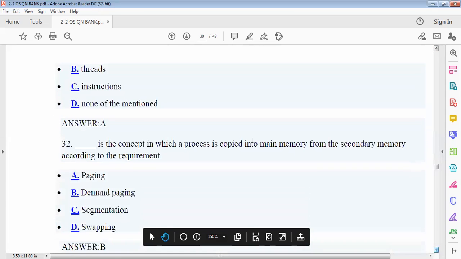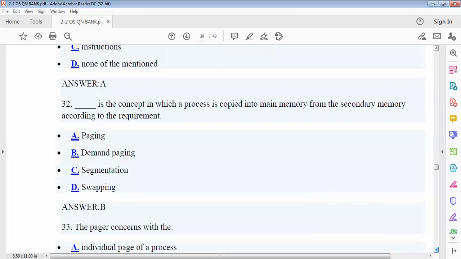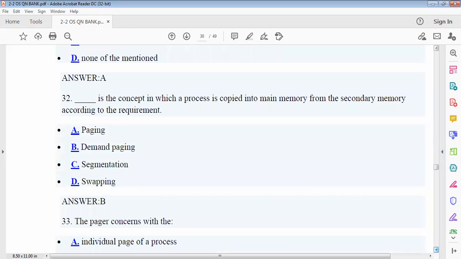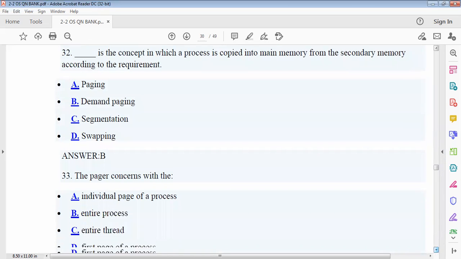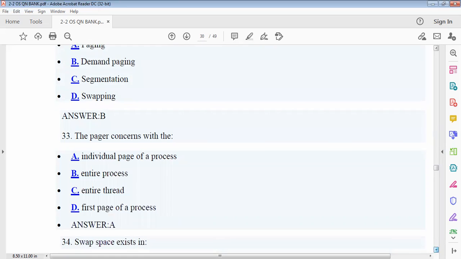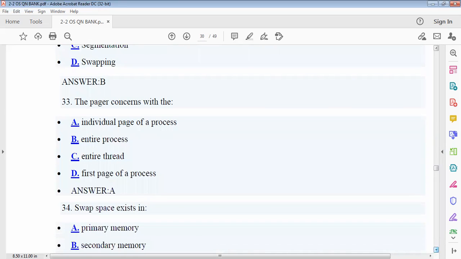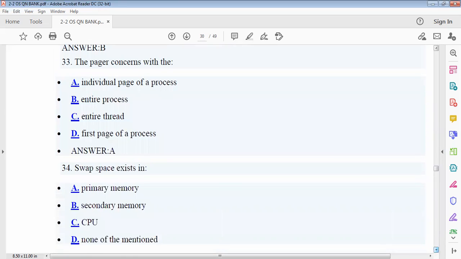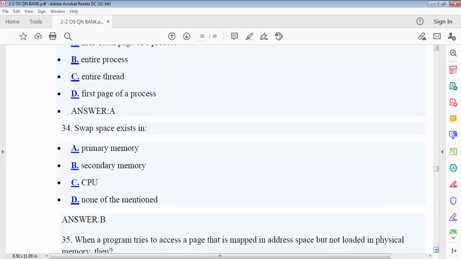The dash is the concept in which a process is copied into main memory from the secondary memory according to the requirement. Demand paging. The pager is concerned with the individual pages of a process. A swap space exists in secondary memory. Option B is correct.